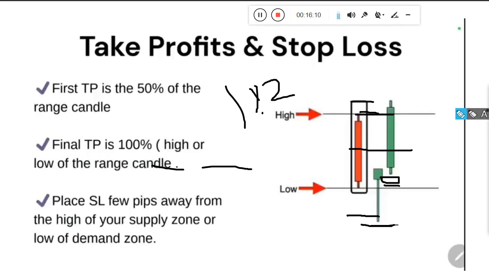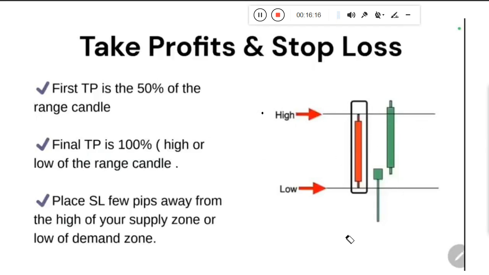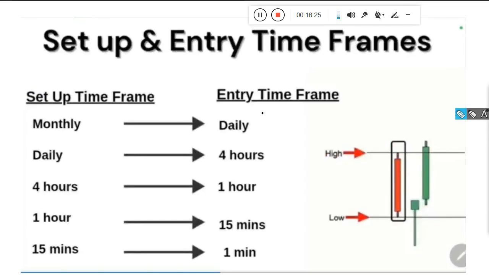But this is the standard take profit, your entry techniques and your money management techniques. You can use whichever one is convenient for you, based on your time frame. So now the time frame that I will work with is this.